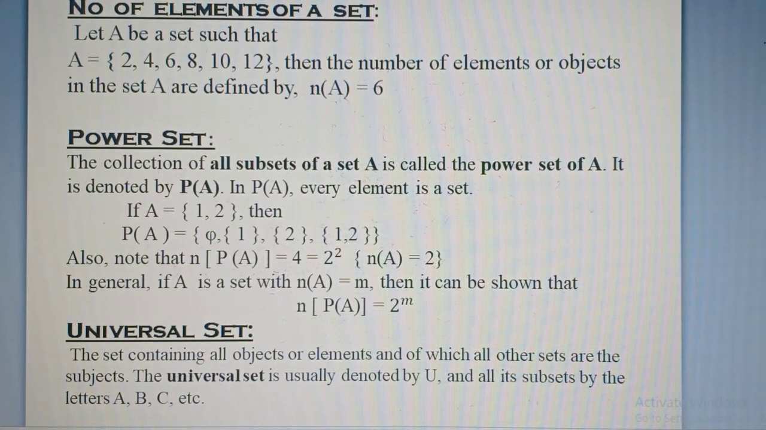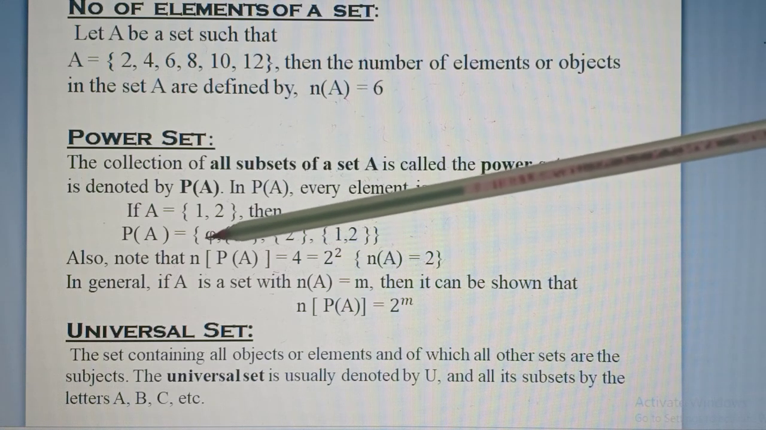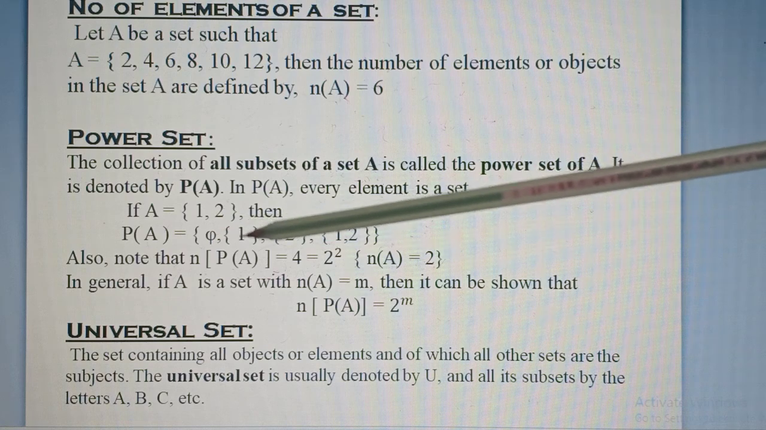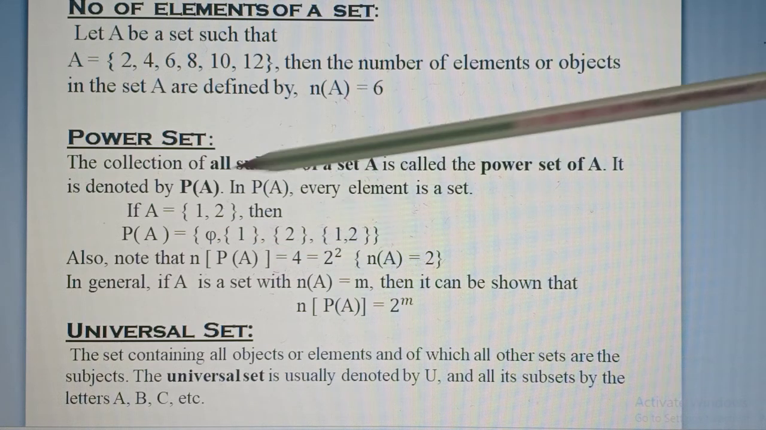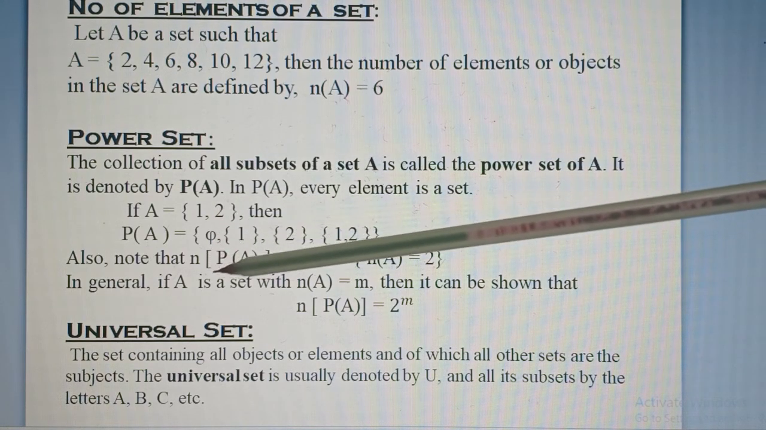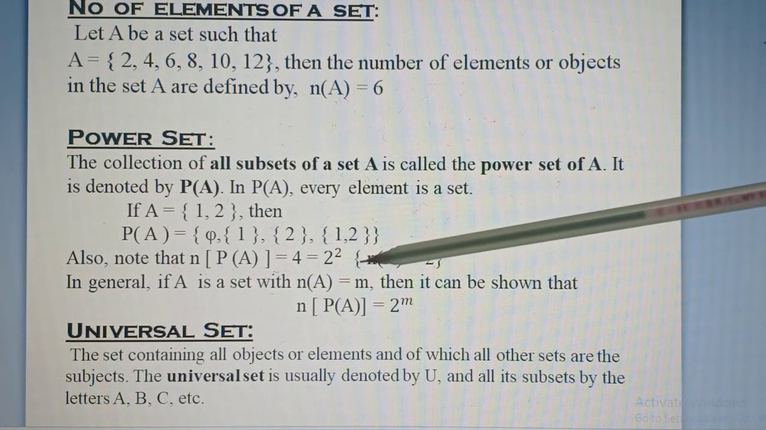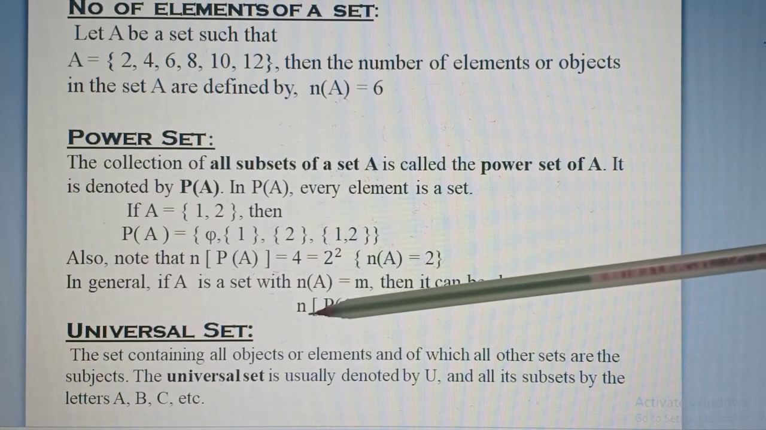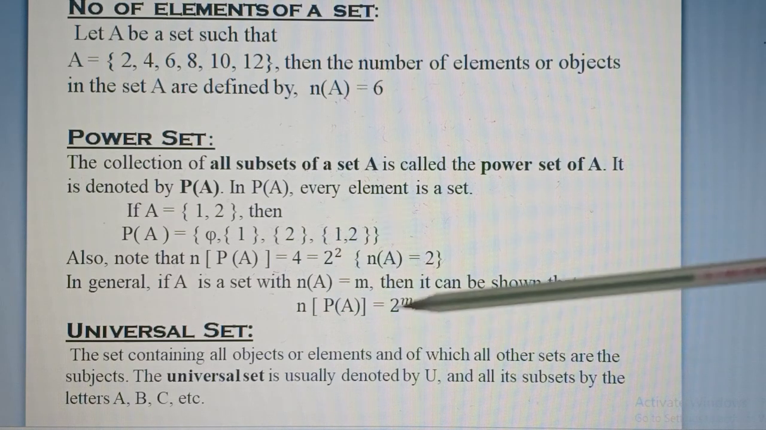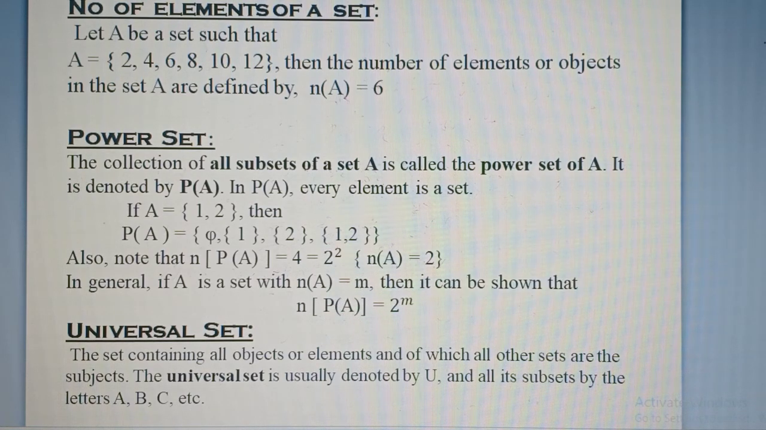And students, how many elements are present in the power set we can find using a formula. We can see here how many elements are there: 1, 2, 3, 4 in the power set. So n(P(A)) equals 4 equals 2 squared. Okay students, so we can derive a formula: n(P(A)) equals 2 to the power m. What is m? m is the number of elements present in the set A. Okay students, I hope all of you have understood the concept of power set.